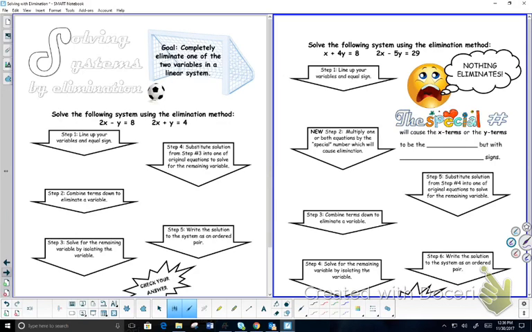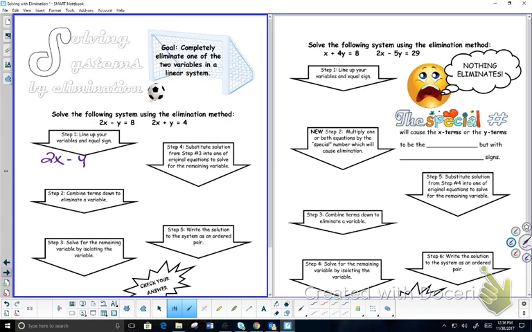Here we go. Step one. This is just a little different than substitution. We're going to write them, and when we write them, we want to line up our variables.